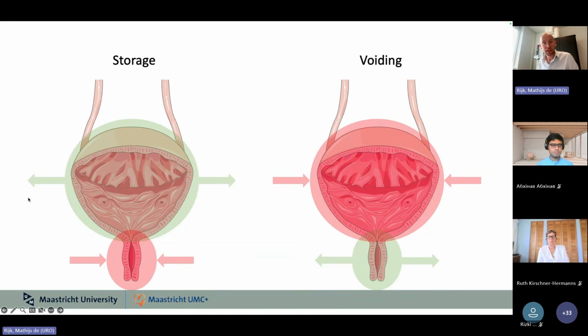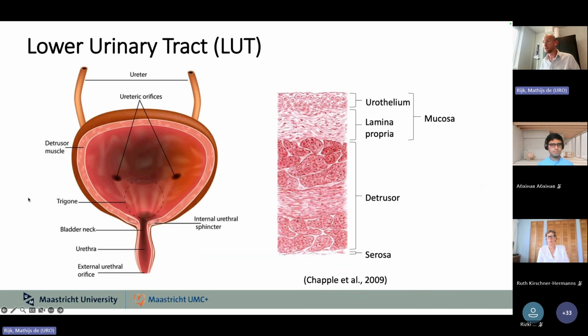And to facilitate that, the bladder wall is made up of different tissues, from inside to outside. I think you can see my mouse, right?